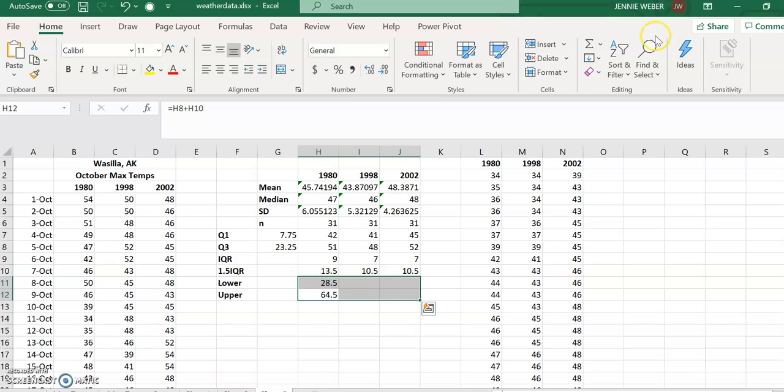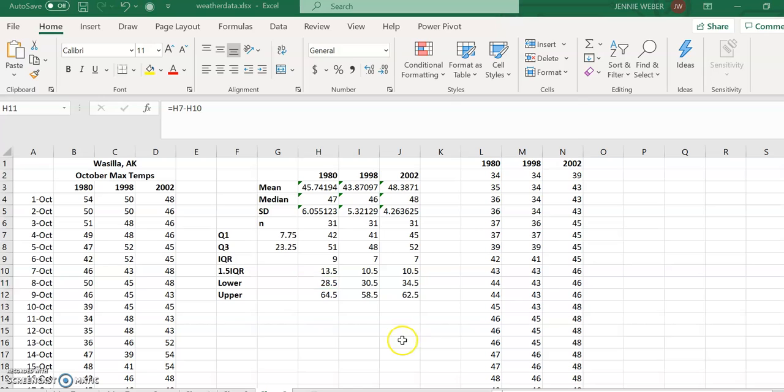So this is saying, so let's fill right, okay? What this is telling me is in 1980, I would have to be under 28.5 degrees or over 64.5 to be an outlier. I don't have any outliers. Let's see here. I don't have anything under 30. Do I have anything over 58? Nope. Here, 62 and 34. Nope. So I would have no outliers. But if I did have another value in here that was, say, a 70-degree day in 1980, that would then be an outlier.